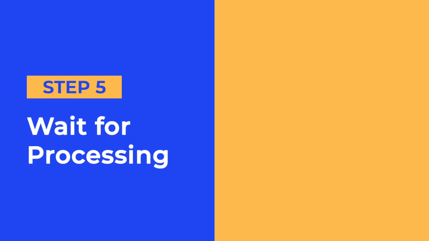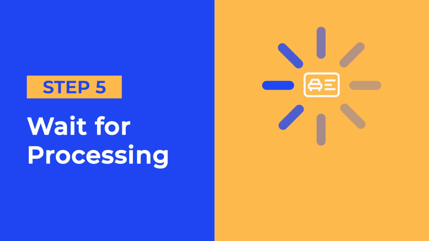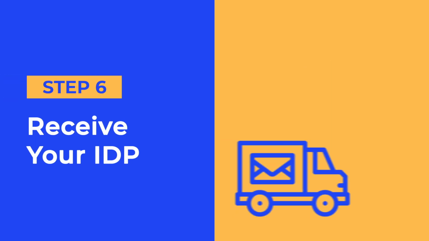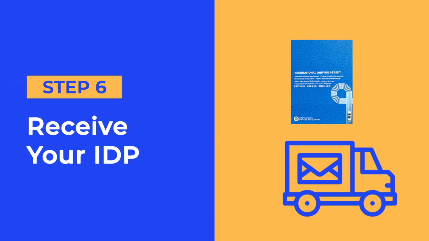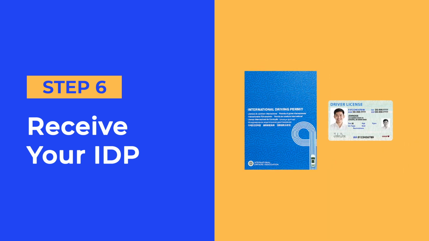Step 5. Wait for processing. The International Drivers Association offers express shipping, so you can receive your IDP quickly, even if your trip is soon. Receive your IDP. Once processed, you'll receive your IDP by mail. Make sure to carry it along with your original driver's license when driving in the USA.